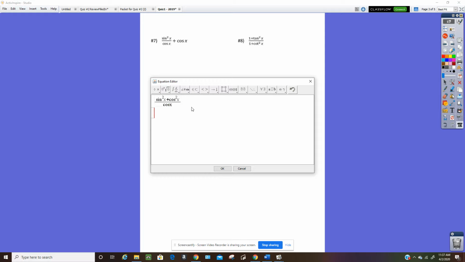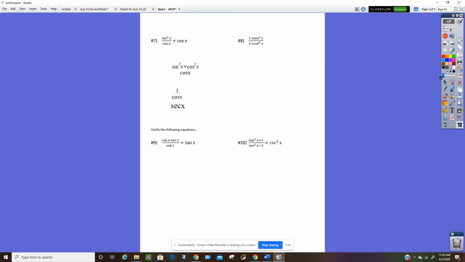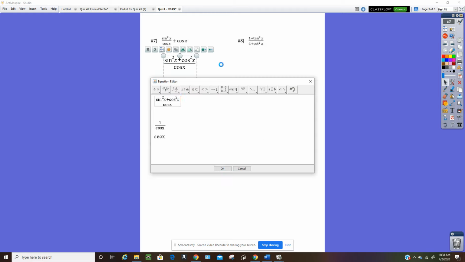And looking at your Pythagorean identities, this sine squared plus cosine squared is just 1. So now 1 over cosine x. And 1 over cosine is secant. All right. And once again, that fraction bar kind of disappeared here.